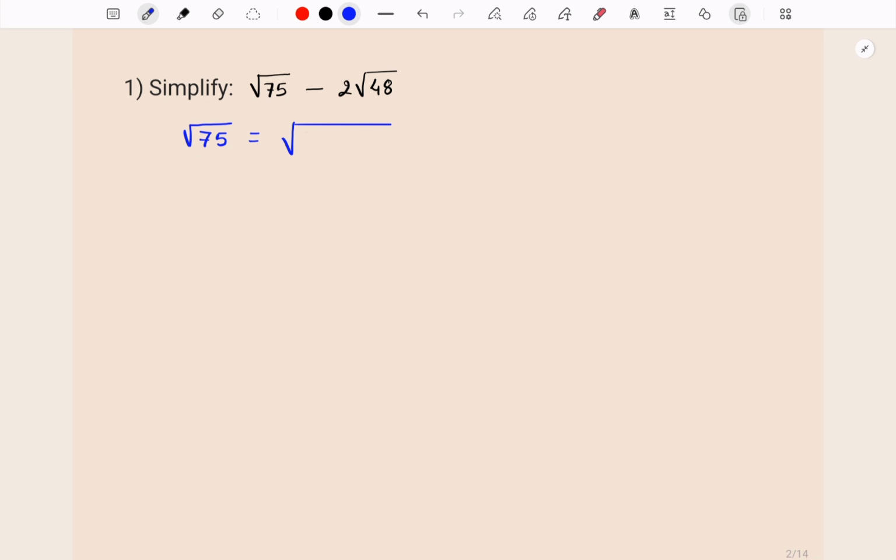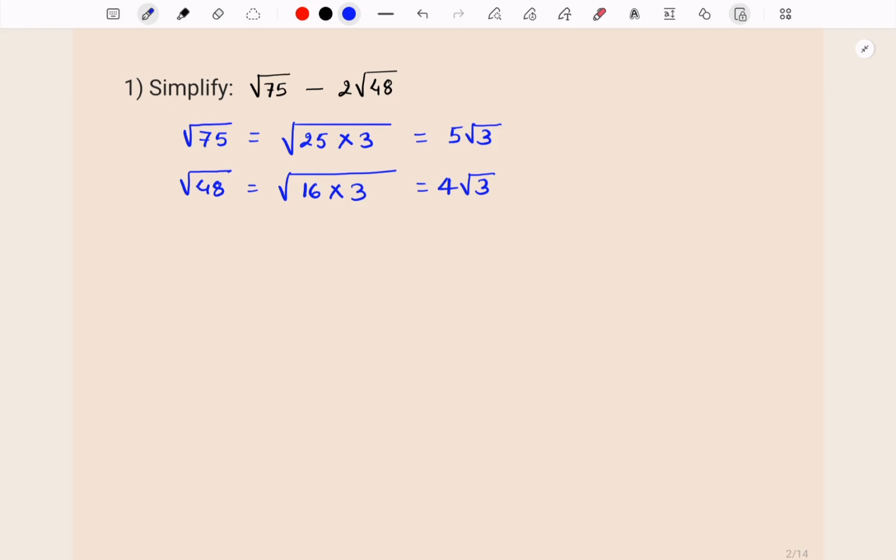So I can write 75 as 25 times 3. 25 is a perfect square. So square root of 25 is 5. And we have root 3. So root 75 can be simplified to 5 root 3. In a similar manner, let's simplify square root of 48. Again, I can write it as 16 times 3. Square root of 16 is 4. So I can write it as 4 root 3.